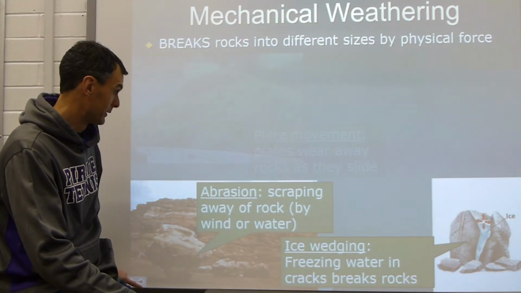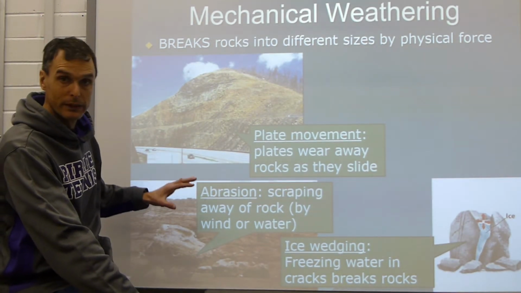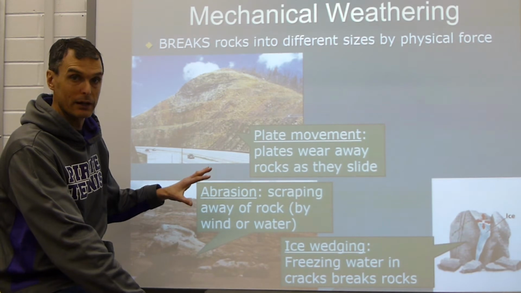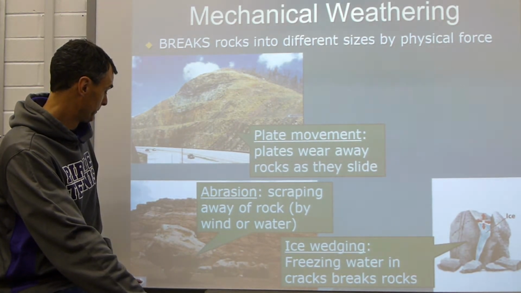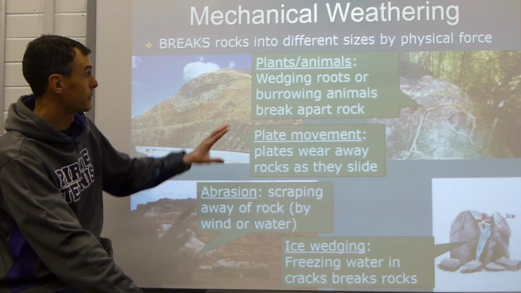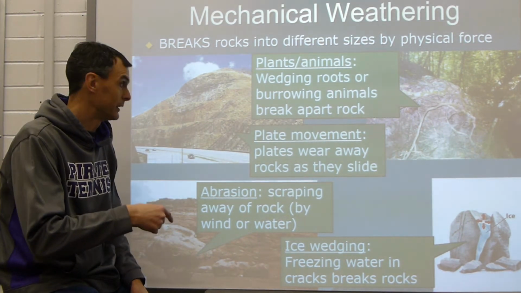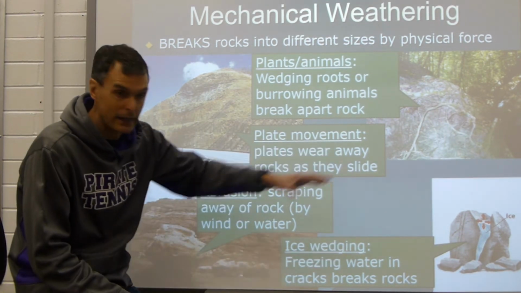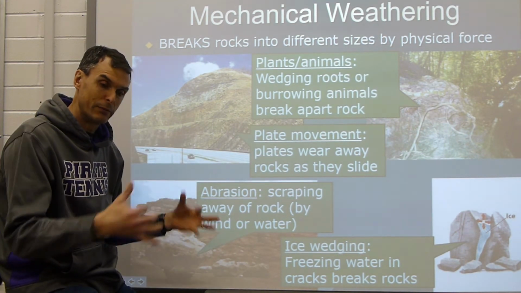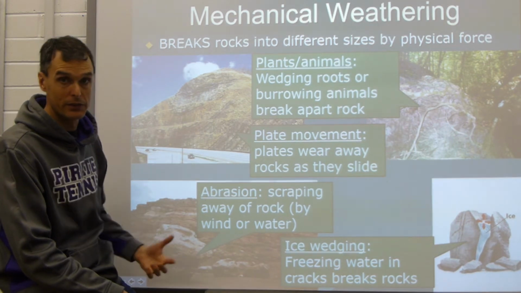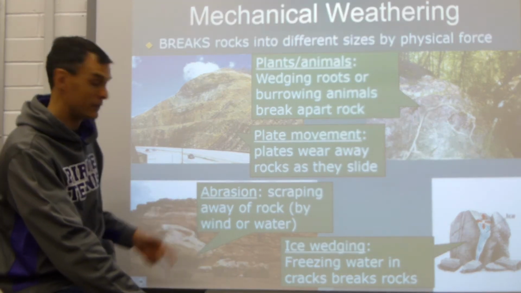So examples of weathering. Plate movement, again, as plates move around and grind into each other, this can break up rocks into smaller pieces. And the last one is caused by plants and animals, so burrowing animals, think of a mole digging in the ground, or roots of plants, and they wedge in between rocks and break them apart. These are all examples of mechanical weathering. Again, if you need to pause the video so you can write all this down, please do that.